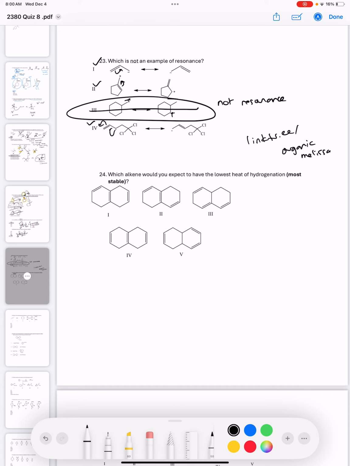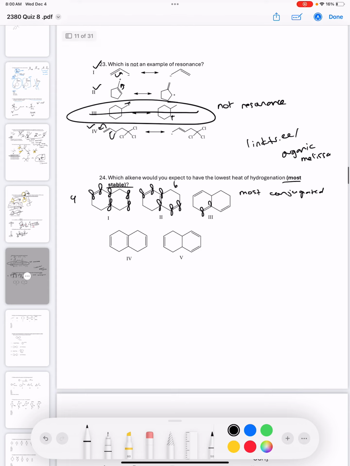Okay, which alkene would you expect to have the lowest heat of hydrogenation? So the most stable is going to be the ones that are most conjugated. The more in conjugation, the better. So I like to highlight all the p orbitals and see how many of them are connected. So this has 4 p orbitals that are connected. This right here has 1, 2, 3, 4, 5, 6 p orbitals that are connected, so that's a good option. This has 1, 2, 3, 4 p orbitals that are connected.